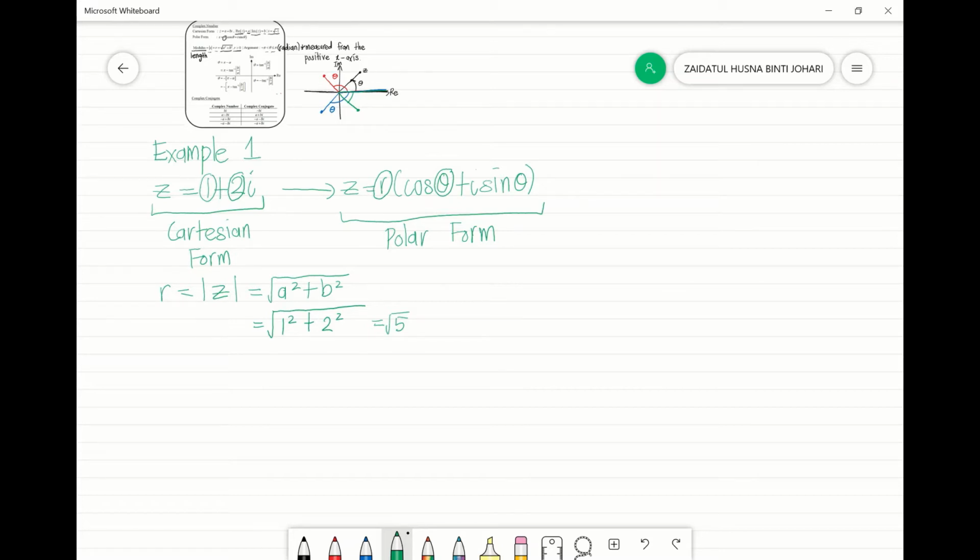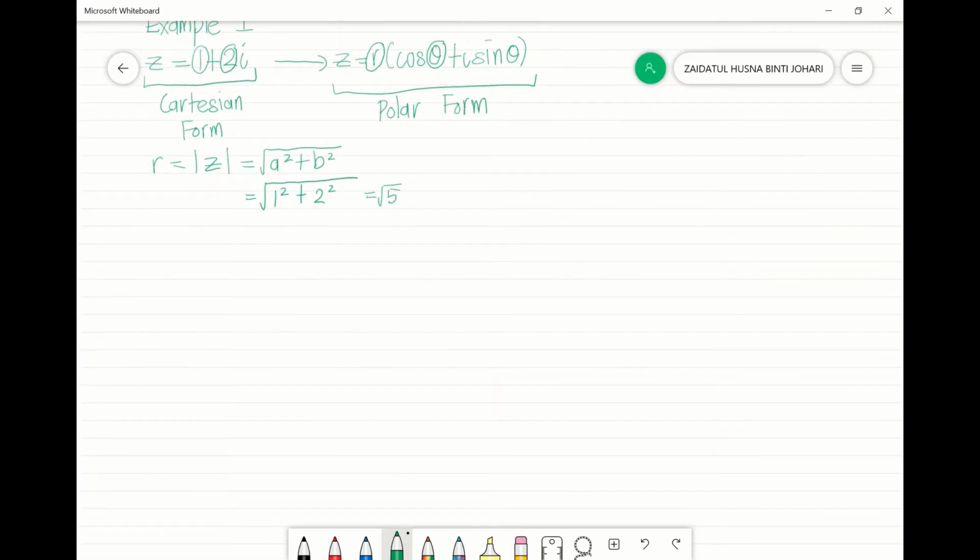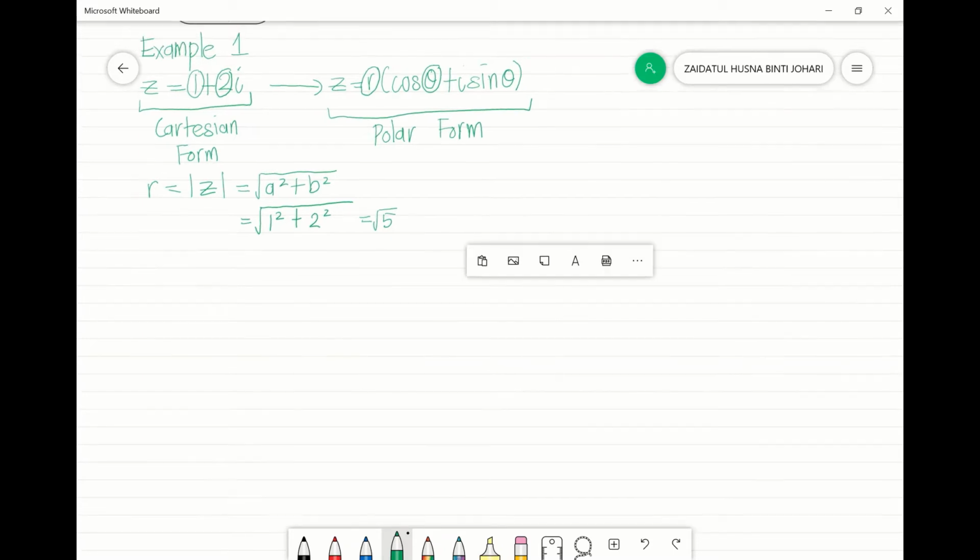Now, how to find the argument? I'm going to give you tips. In order to find the argument, which is theta, you just follow these three steps.